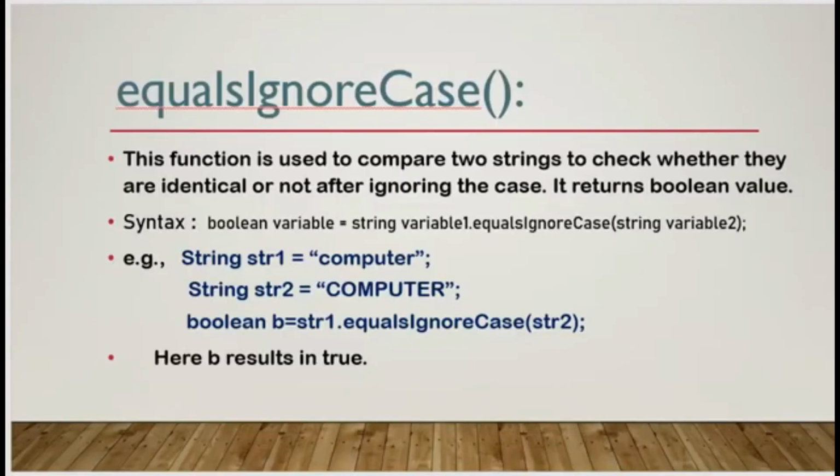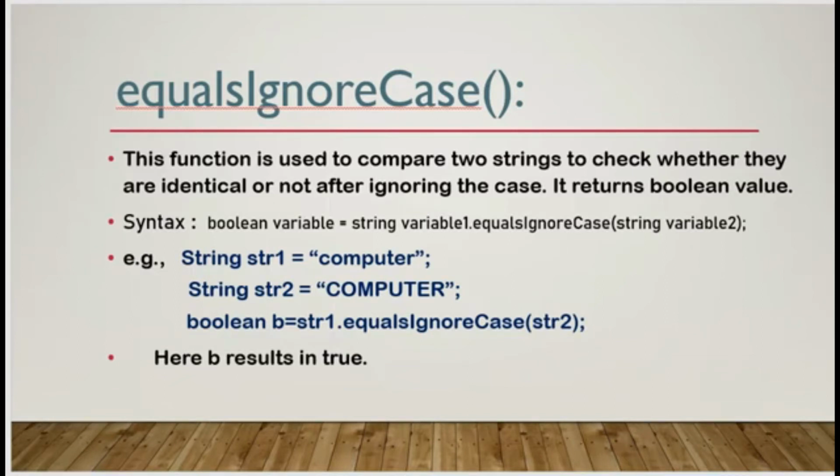Our next function is equalsIgnoreCase. This function is also used to compare two strings to check whether both strings are identical or not after ignoring their cases. So that means here the uppercase and lowercase characters are treated as the same. It also returns a boolean data value as true or false.